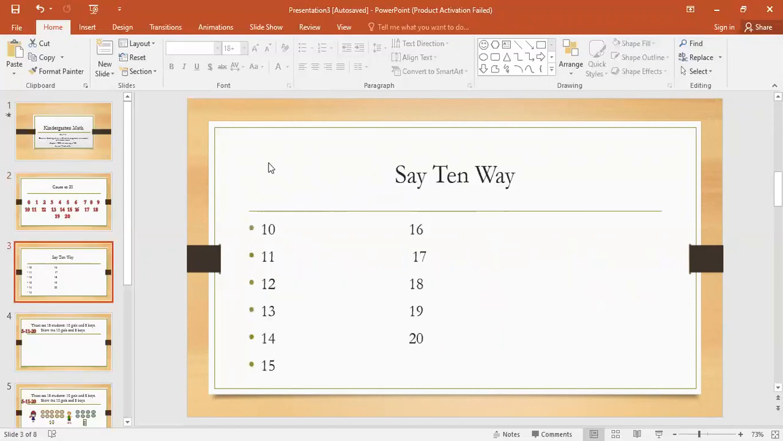Okay, we are going to do practice on our Say 10 way. Remember last week we learned the Say 10 way. That is a way to say our teen numbers, our numbers 11 through 20. So remember that special way that we say our numbers 11 through 20. That is called the Say 10 way. Please repeat that, Say 10 way. That means when we go through 11 through 20, we say 10 and then the ones.